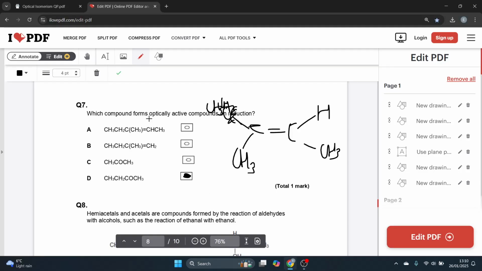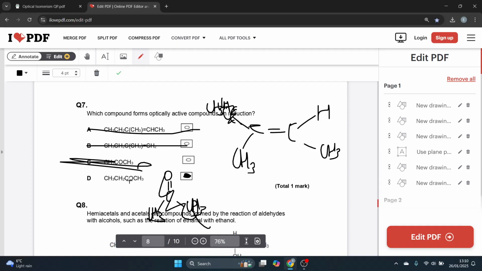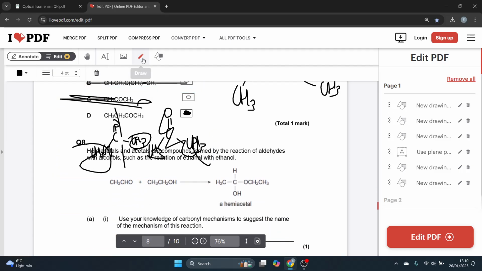The answer can't be A and B because they're both alkenes and they wouldn't form optically active compounds in reduction, so it must be B, C, and D, which are ketones. But if I look at C, it's a completely symmetrical ketone, and symmetrical ketones won't form optically active compounds on reduction, therefore the answer must be D. It makes sense because you've got your carbonyl functional group, and then a CH3 here and a CH3 CH2 here. Is that completely symmetrical? No, because these two are different. It's not completely symmetrical.